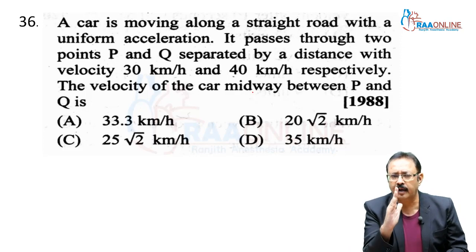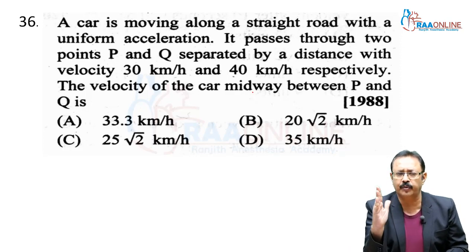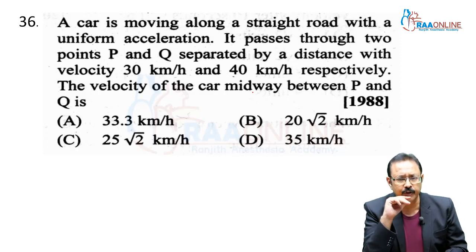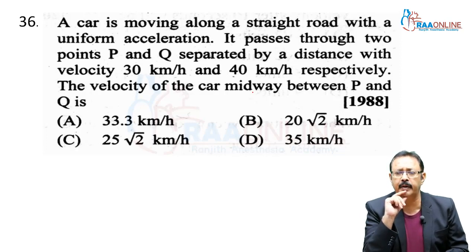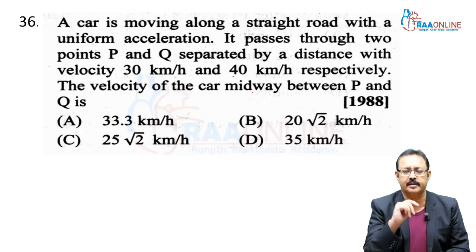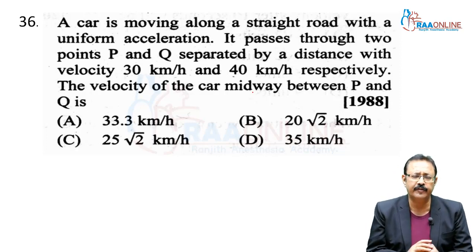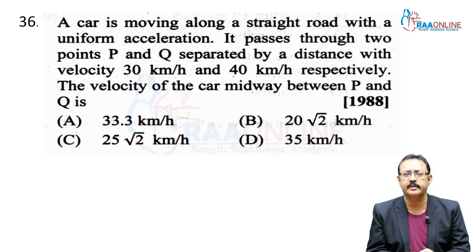Next, a car is moving along a straight road with a uniform acceleration. It passes through 2 points P and Q, separated by a distance, with velocity 30 km per hour and 40 km per hour respectively. The velocity of the car midway between P and Q is, with different numbers. They ask this problem so many times. Why?